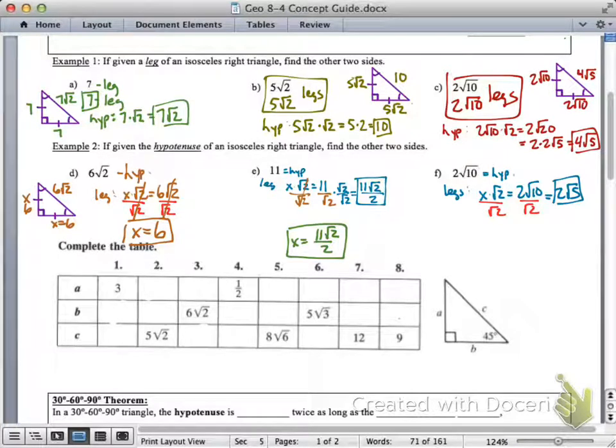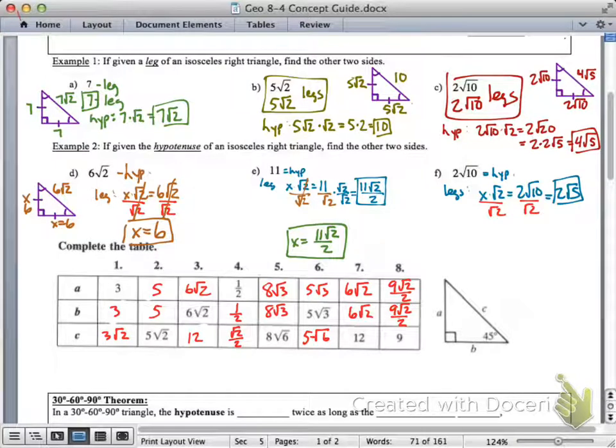If you hadn't paused the video, you should have done that by now. All right, here are the answers. Okay, notice that A and B are always the same, and you're either multiplying by the square root of 2 or dividing by the square root of 2. That, my friends, is how 45-45-90 triangles work.